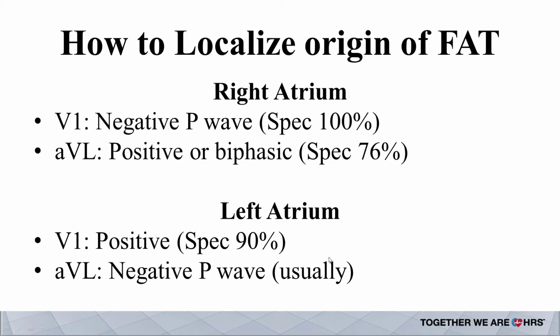We use a simple algorithm to localize the focus of focal atrial tachycardia. Very simple. We look at V1. If it is completely negative, then the origin is from the right atrium. And we look at aVL to confirm. If positive, the specificity can reach up to 76%. We look at the P wave. If it is completely positive, then we are talking about an origin from the left atrium. And we look at aVL, and this is confirmed by a negative P wave in aVL.